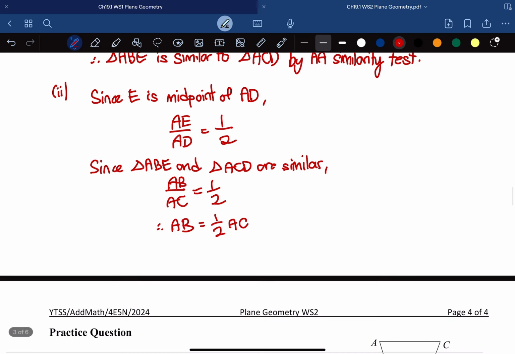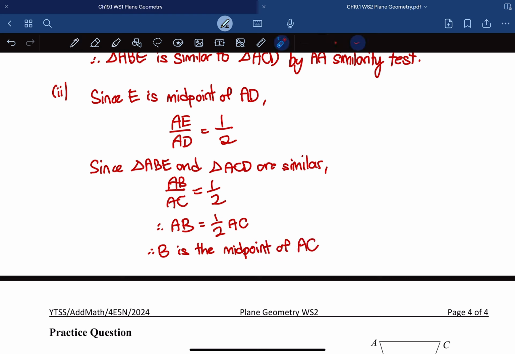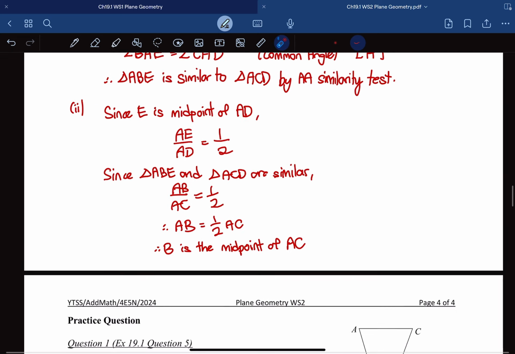And from this ratio, this will tell us that B is the midpoint of AC. So this is a very important conclusion. Since I know that AB is half of AC, I can conclude that B is the midpoint of AC.